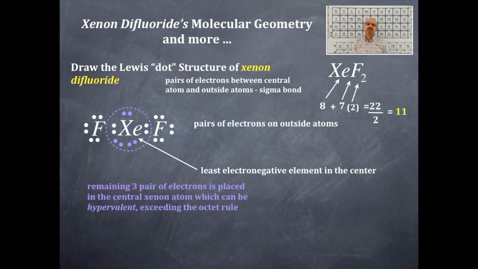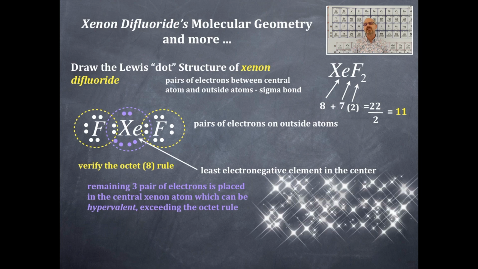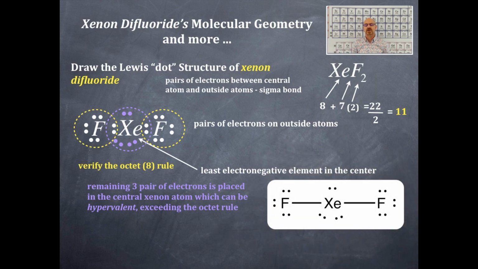Right there. And xenon is beyond period 3. It's period 3, 4, 5, and 6 that can exceed the octet rule and be hypervalent. And xenon is one of those. Fluorine is period 2 and must obey the octet rule. Now we're going to clean this up. We're going to draw lines for bonding pairs of electrons and keep those dots as lone pairs of electrons, either on the central element or on the outside element. It really doesn't matter. And this is what we should get for the Lewis dot structure.